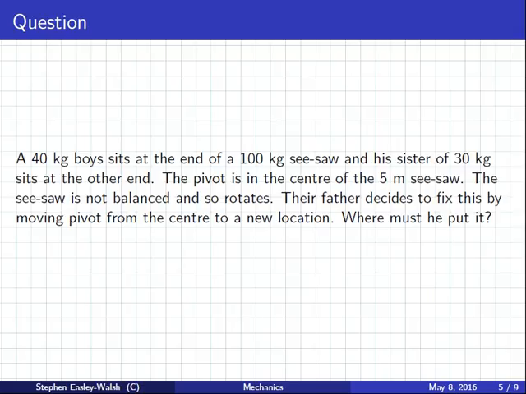Means he wanted to make it balanced? Yeah. So if the boy is 40 and the girl is 30, then it's not balanced because it will move with the boy. The boy will be down and the girl is up. Okay, did you draw this?